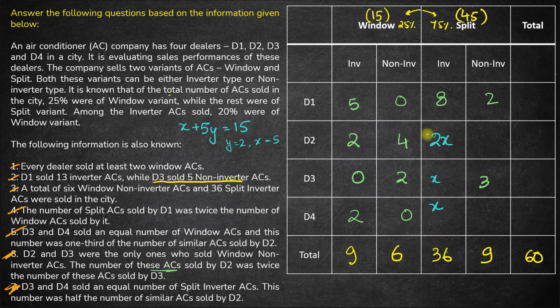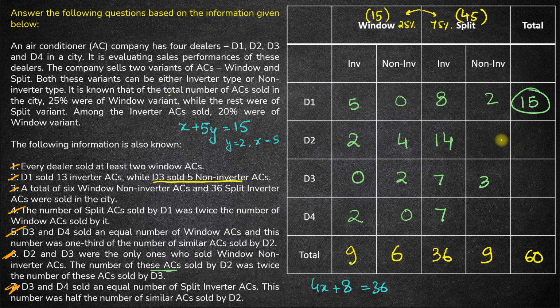And we know the sum of all these values must be 36. So we have 2x plus x plus x, 4x plus 8 is 36. 4x plus 8 is 36. So 36 minus 8 is 28. 28 by 4 is 7. So x comes out to be 7. So this is 7, this is 7, and this is 14. Okay? And we are done with the last point as well. So far, what we have is the total number of ACs sold by D1 is 5 plus 8, 13 plus 2, 15.